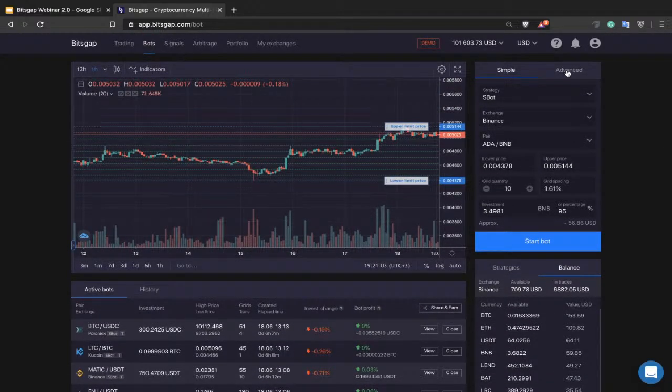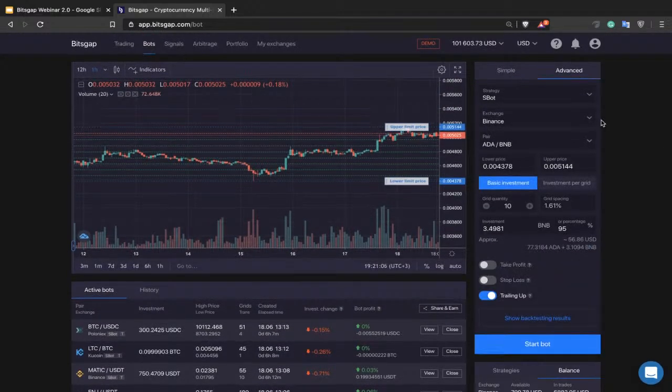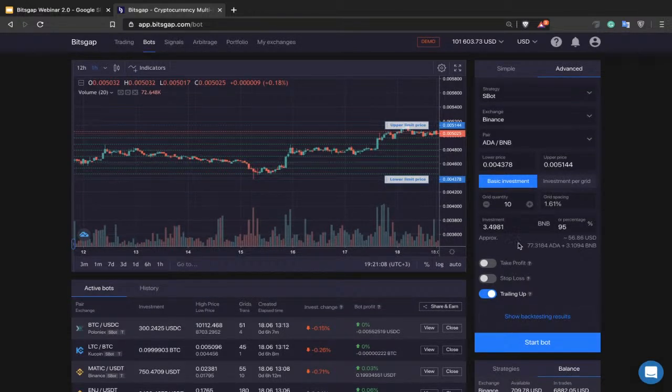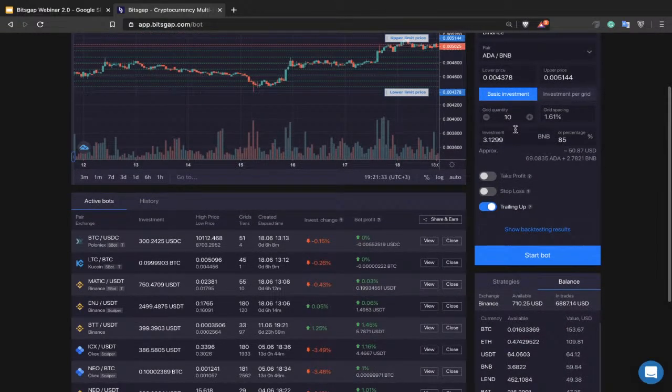And comparing with the advanced section, the only difference here is that you have the investment specification. So when you set the investment value, you can set it manually. Let's say I want only 2 BNBs, or you can do this by choosing the right percentage, let's say 85, and it takes 85% of your currently available BNB from your balance, from this amount.